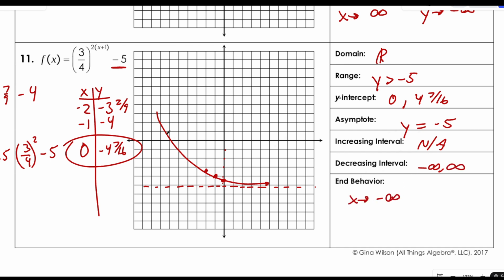As x goes to the left, y is going to infinity. As x goes to the right, y is going to the asymptote.